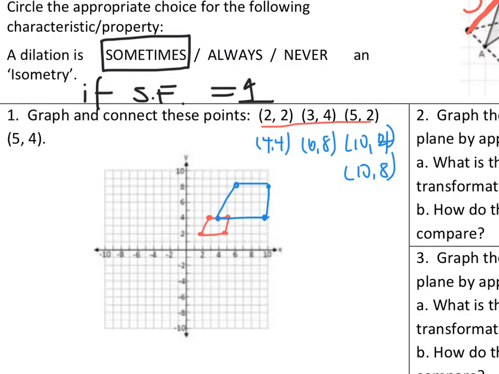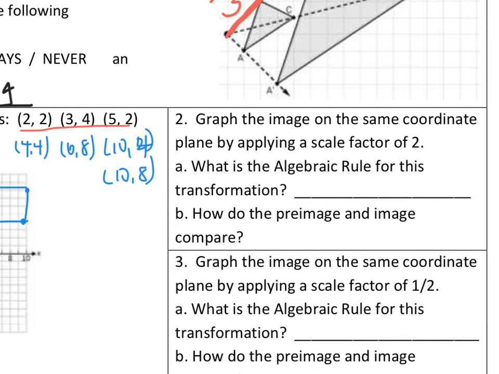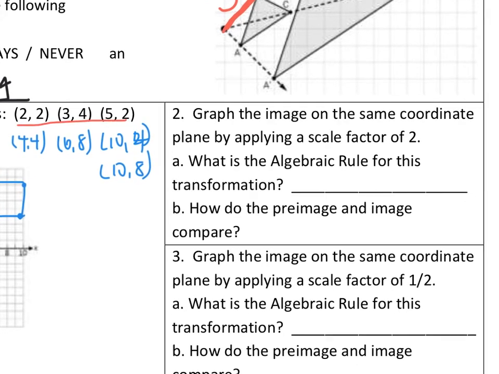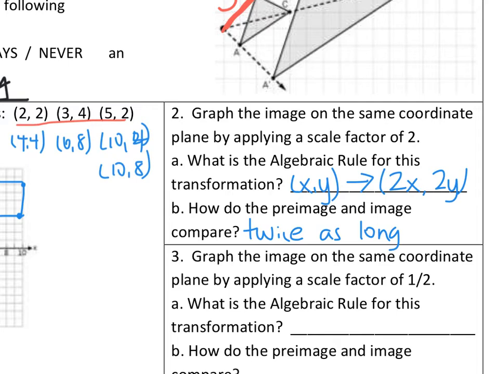So let's go ahead and answer some questions over here on number 2. What is the algebraic rule for this transformation? And keep in mind, we talked about this in class on Friday. You have to start out with the coordinates of our pre-image, and the coordinates of our pre-image are just written as (x, y). And the coordinates of our image are (2x, 2y). How do the pre-image and the image compare? The sides are twice as long, or you can also say twice as large.